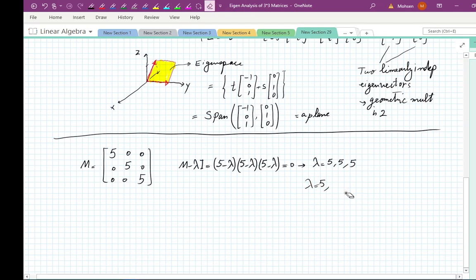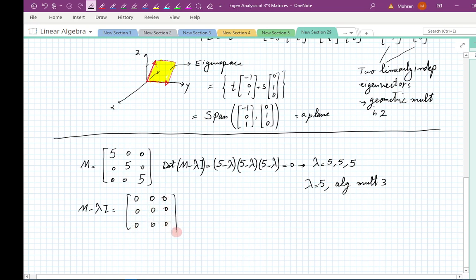Or you can say lambda is equal to 5 with algebraic multiplicity 3. Now what does M minus lambda look like? So this was here, determinant of M minus lambda is that. What does M minus lambda look like? When I put the 5 here, I get this peculiar look. Everything has collapsed to 0.